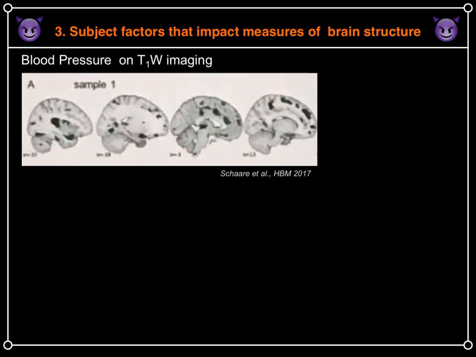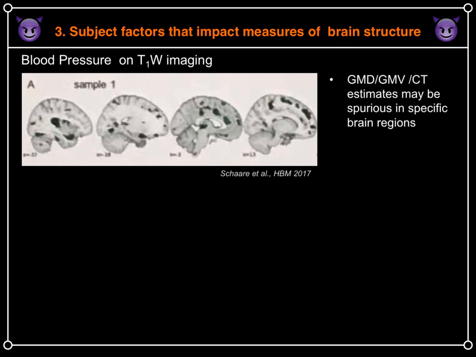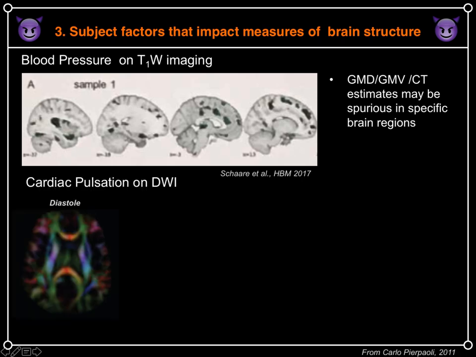There are other factors also. For instance, blood pressure can have an impact on T1-weighted images. Here, this is a study by Scher et al., which showed that these dark spots are regions which presumably showed a reduction in gray matter volume in a group that had higher blood pressure compared to a group that had normal blood pressure. So this also tends to have an impact on gray matter volume estimates as well as cortical thickness.